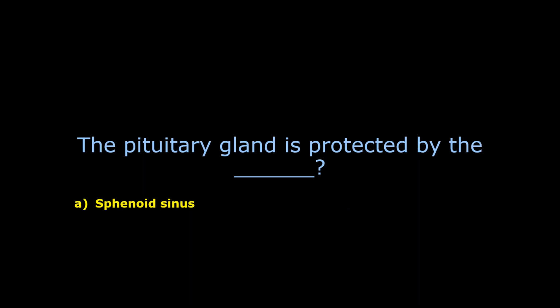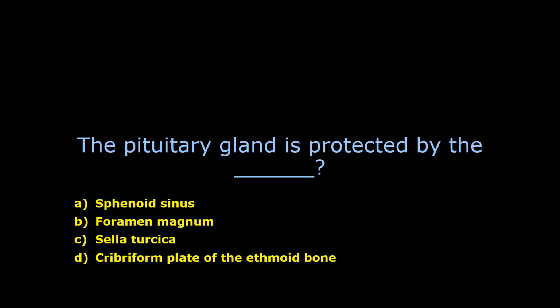Remember, sinuses are supposed to be air-filled pockets within bone to lighten the skull, but the pituitary gland is not found in a sinus. The foramen magnum is where the brainstem / spinal cord erupts from the skull, so that is not it. Sella turcica is what we're looking for, the saddle, Turkish saddle. And the cribriform plate of the ethmoid bone. Nope, that's where we find olfactory structures, but not pituitary gland. So C is our answer. We did it.